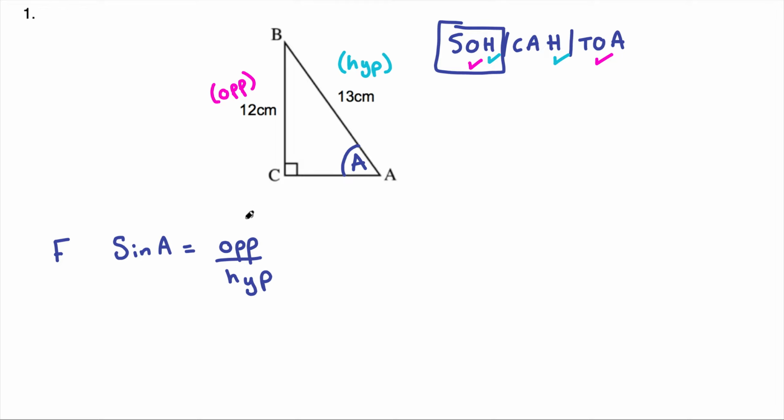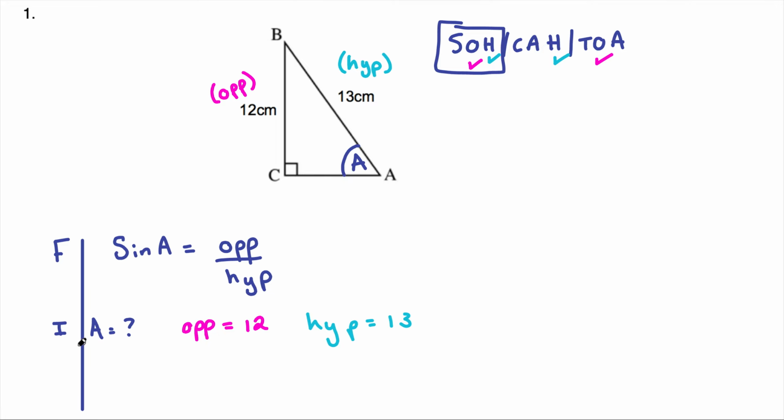The next thing I need to do is write out my information. Now in this case, I don't know what the angle is. That's what I'm looking for, so I'm just going to say A. The opposite side, I do know. It's 12. And I do know the hypotenuse side. That's going to be 13. Now, I've written out my formula and I've written out my information.